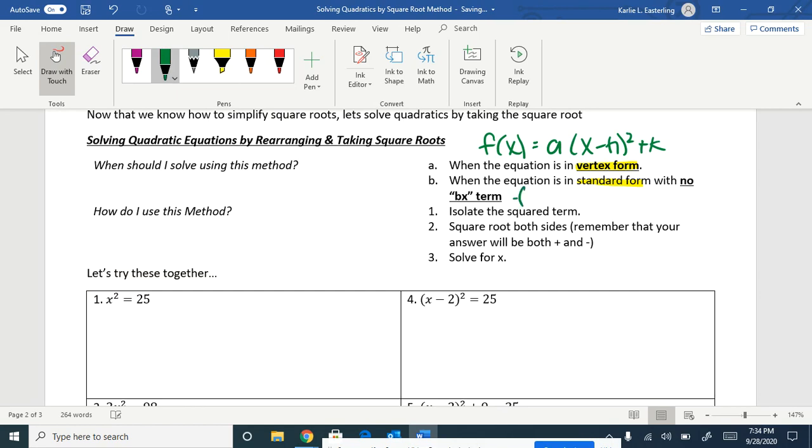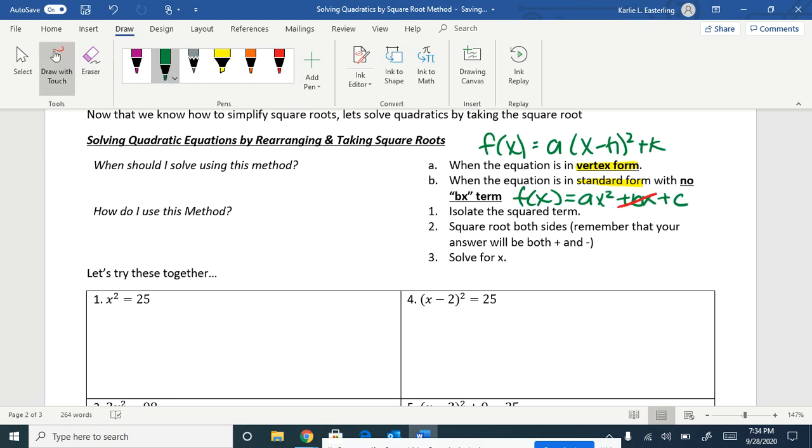So again, standard form, hopefully you remember, but here it is: ax squared plus bx plus c equals 0. So this would be when we are missing that bx term, so it would just be ax squared plus c.